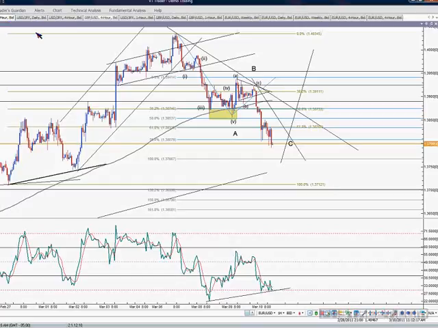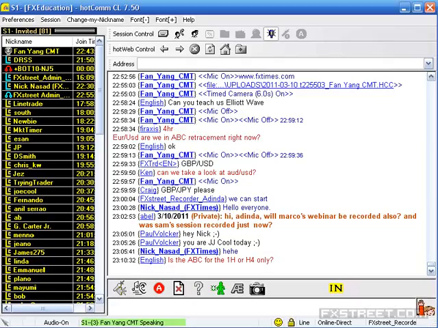Let's move on now. By the way, if you have any questions, feel free to throw that on the chat. Okay, so moving on now to the pound dollar, the cable. Here's the 4-hour time frame.